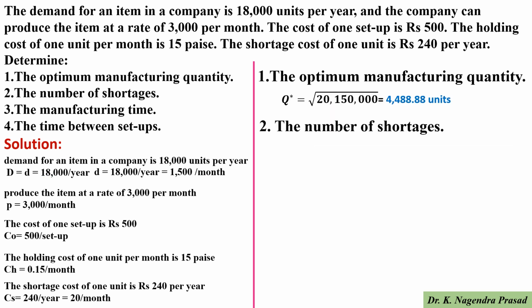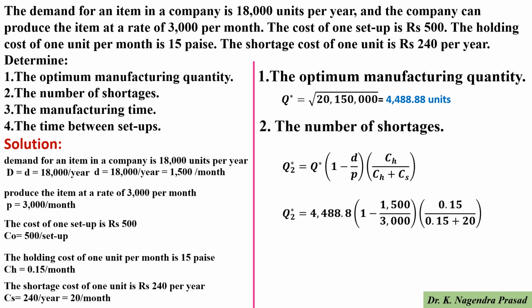So next we have to determine the number of shortages. The number of shortages is Q2, the maximum quantity of the shortage. Q1 is the maximum inventory, but here we have to determine the shortage quantity. Then Q2 star. We know the Q2 star formula, which is equal to Q star into 1 minus D by P, into CH divided by CH plus CS. We know all the values, and substituting, we will get Q2 star equal to 17 units.